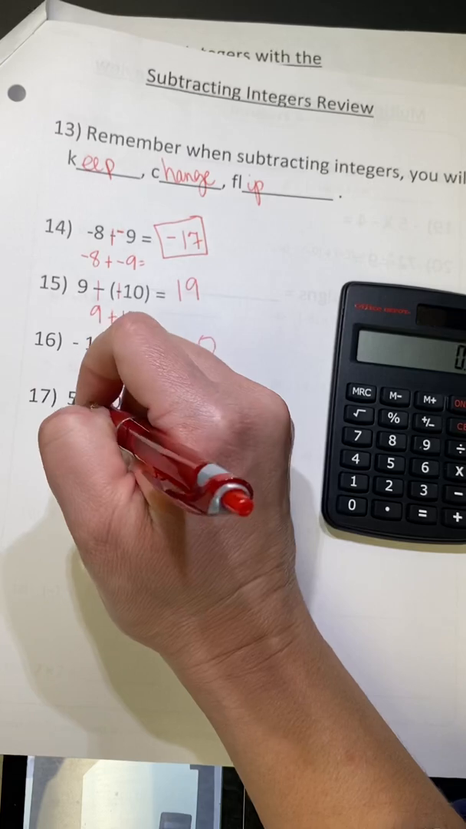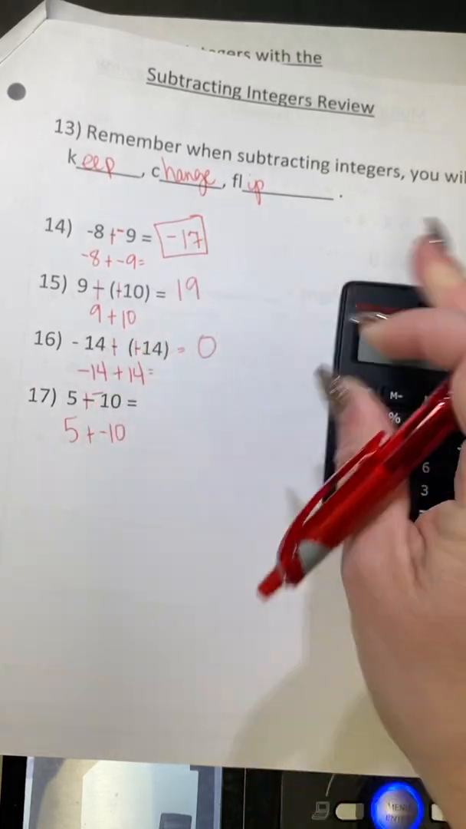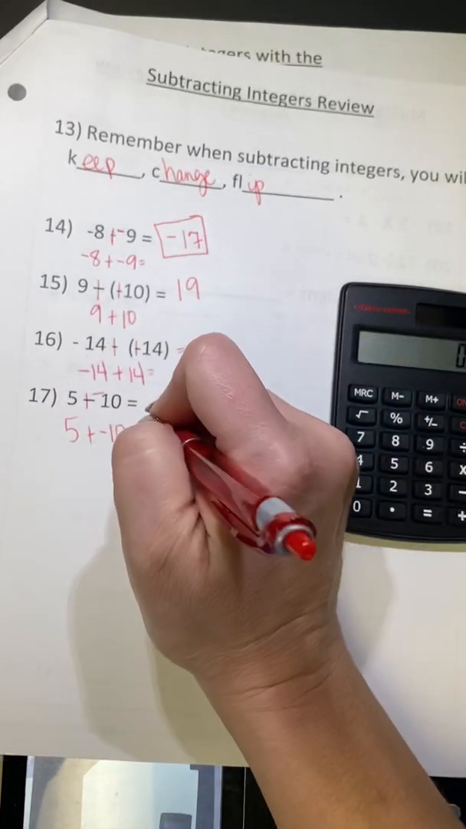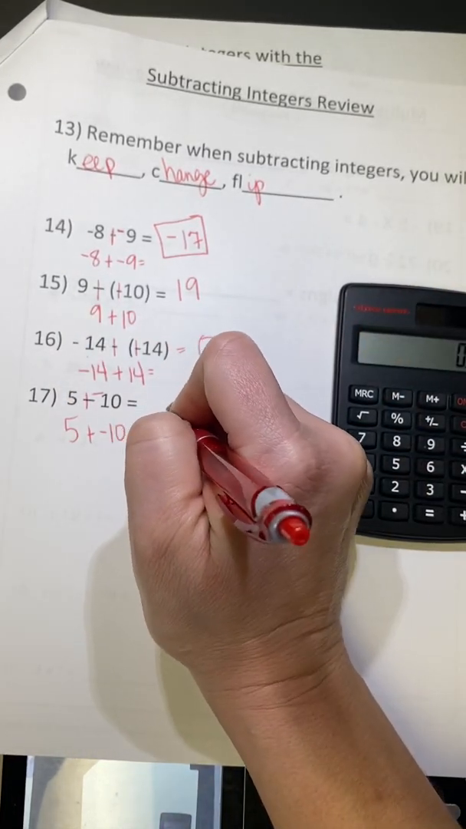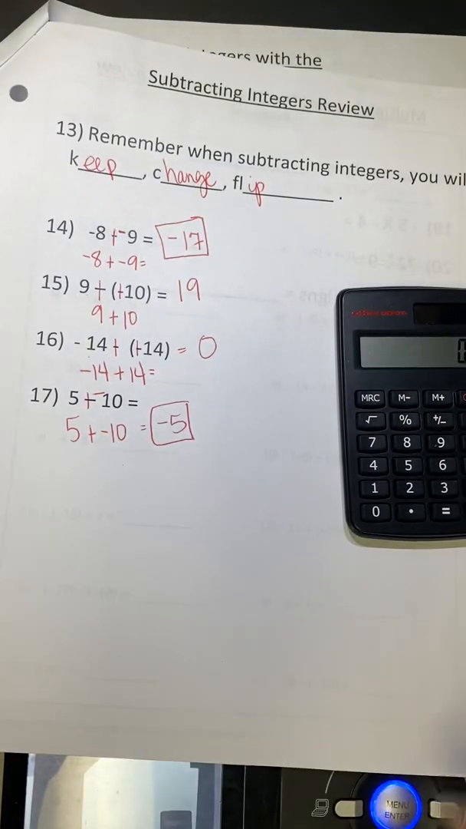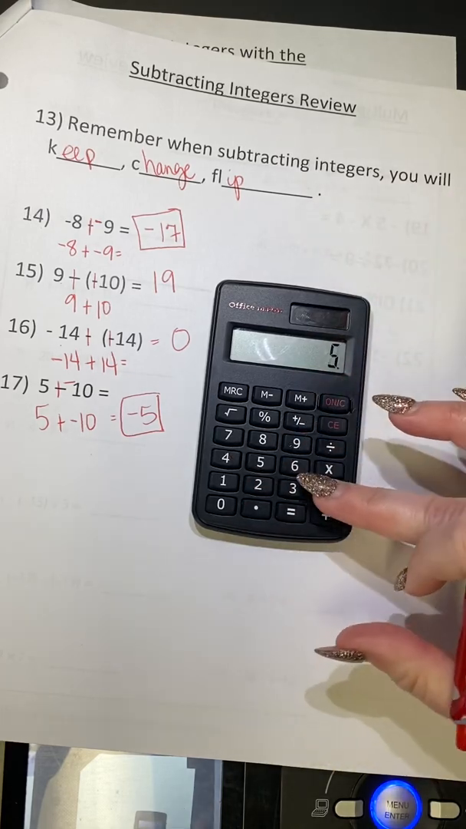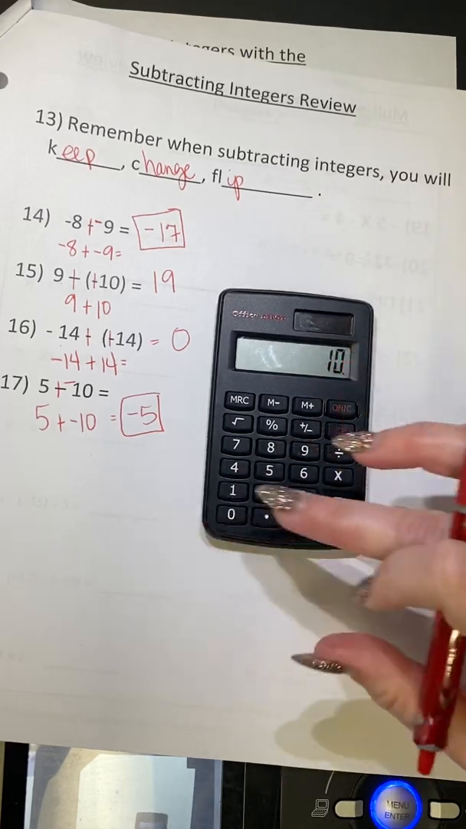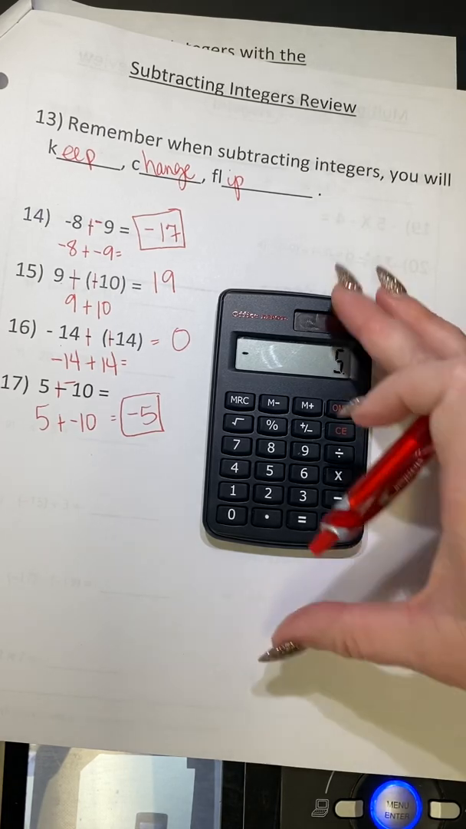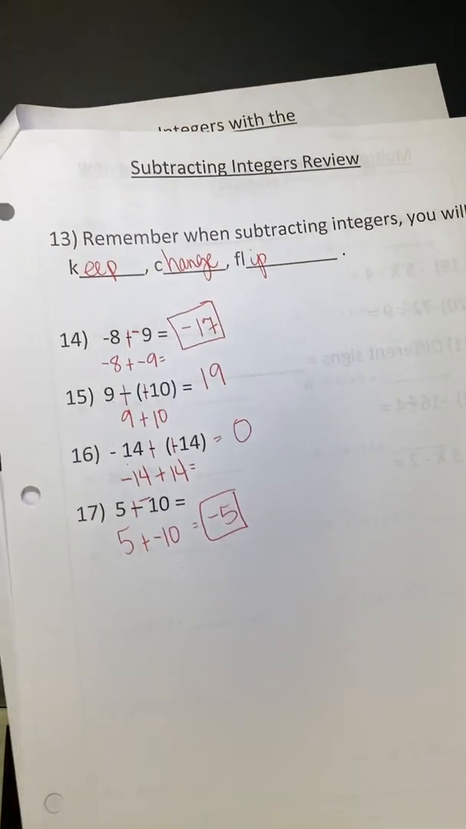Keep, change, flip. So now I have 5 plus -10. Those have different signs. So we subtract and get -5 because there's more negatives than positives. 5 minus 10 equals -5. Okay, so that's subtracting integers.